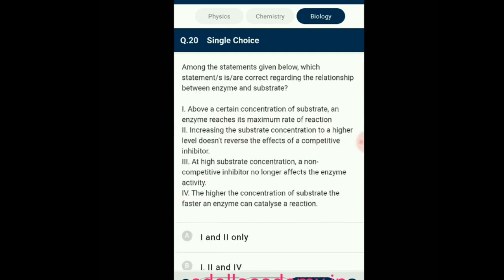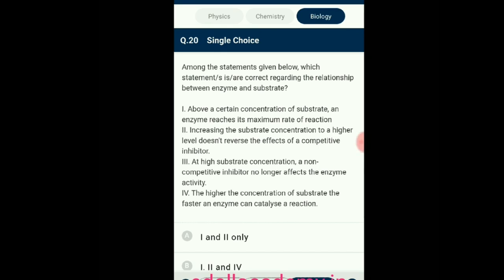Question number 20. Among the statements given below, which statement is correct regarding the relationship between enzymes and a substrate? Substrate concentration is a factor that plays a role in enzyme activity. The more the substrate concentration, the more the enzyme activity, till it reaches saturation, where even increasing the substrate will not increase the activity. Statement 1 agrees to it, but statement 4 is incomplete.